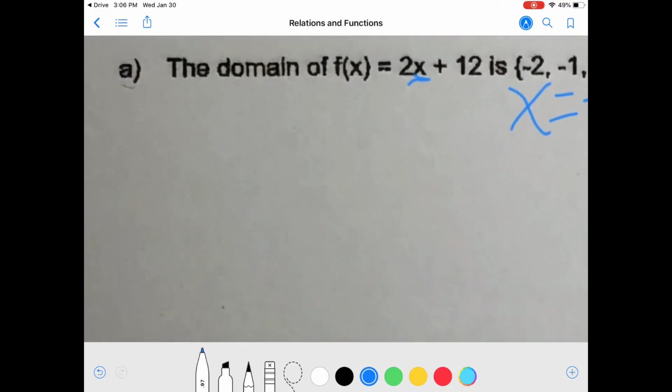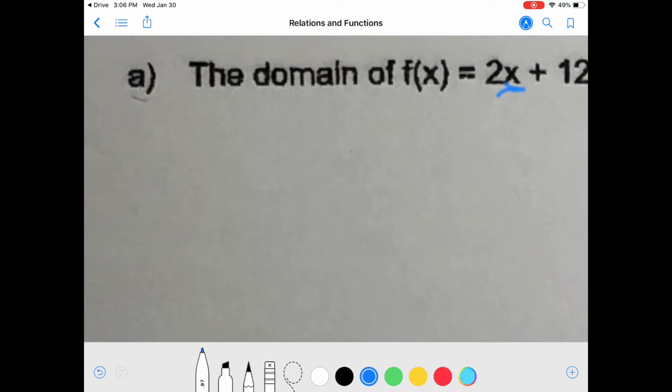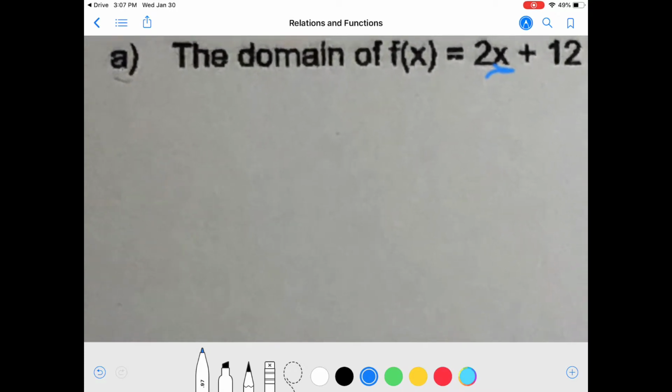I'm going to zoom in a lot so I have enough room. The first one is, when x is negative 2, what are we going to get? We substitute negative 2 in, plus 12, distribute the positive 2. So I get negative 4 plus 12, or 12 minus 4, which gives me 8. So that's my first one.